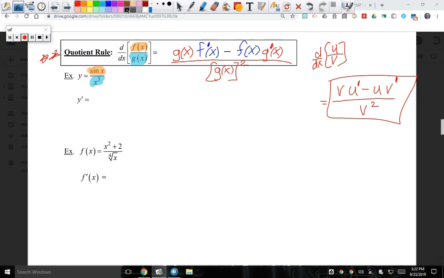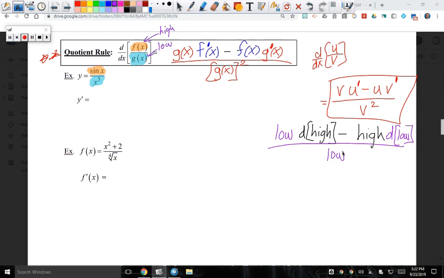Or we can pass down weird shortcuts even further of memorization. Let's call the top high and the bottom, the lower function, we'll call it low. So here we go. This would be low d high minus high d low over low low. That's weird, I know. But low d high minus high d low over low low.